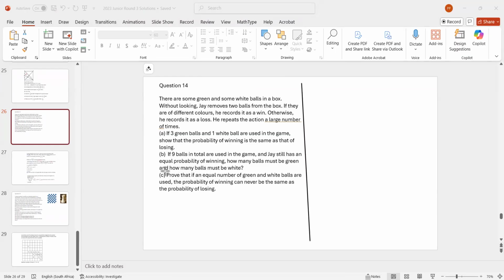So what happens here is the following. You've got a box, and there are some green balls and some white balls. In the beginning, in part A, you've got 3 green balls and 1 white ball. So this is what you've got in question A. And I'll tell you what the actual question is. You've got 3 green and 1 white ball.